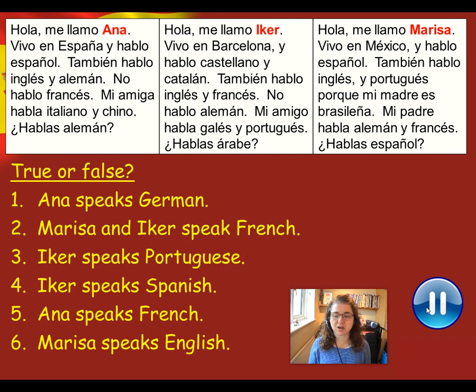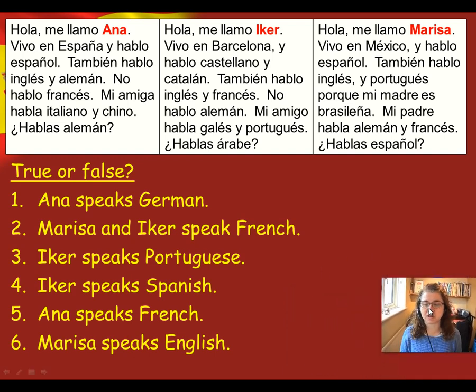Okay, let's have a look then and see what the answers are. So, firstly, number 1, Anna speaks German. Is that true or false? Let's see. That one is true because she says hablo inglés y alemán. And of course, alemán is German.